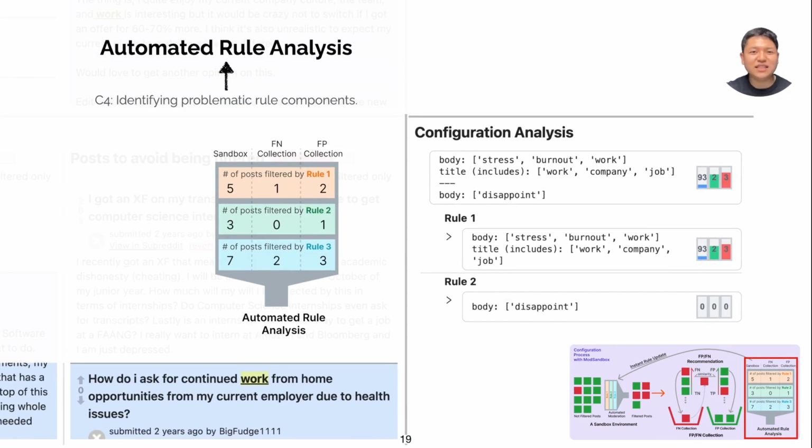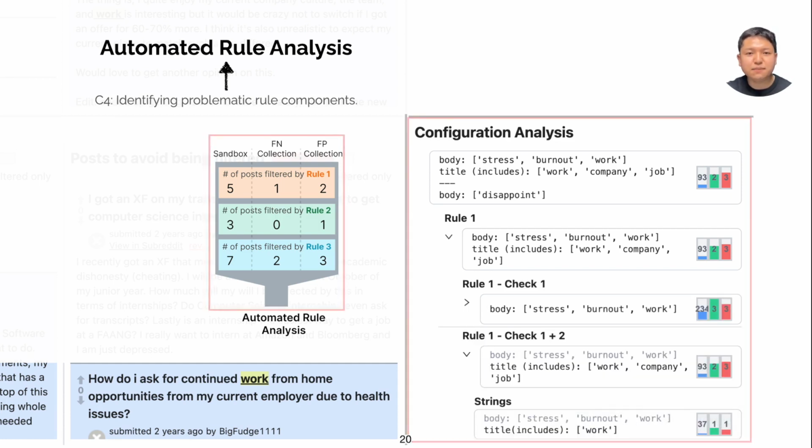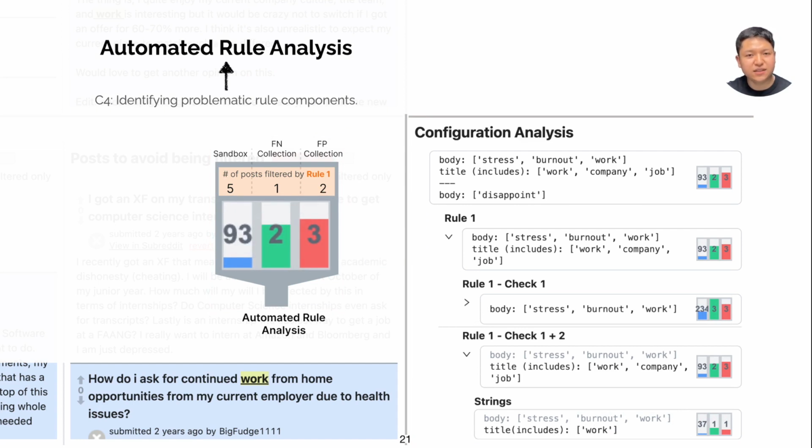Lastly, the rule analysis feature helps identify problematic rule components by visualizing how each component is related to the post in ModSandbox. The hierarchical analysis panel displays the number of filtered posts in the sandbox and collections. When the user hovers over highlighted words, it shows which rules were involved in filtering, making it easier to identify and resolve issues.